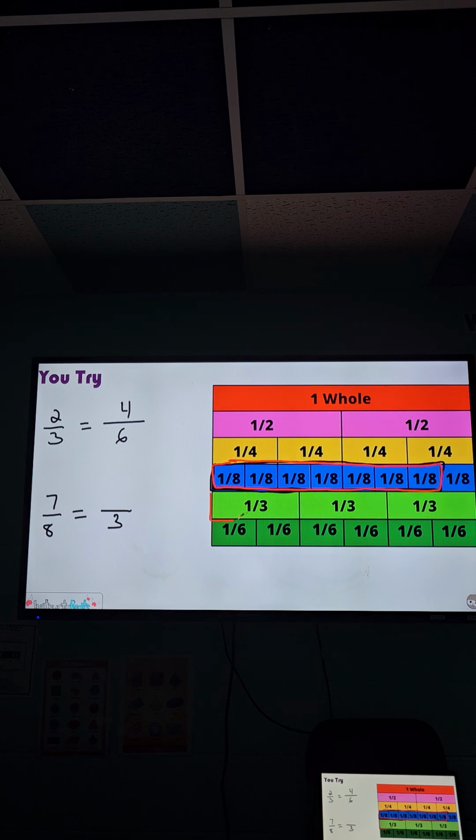And here's my 1/3. And if you look at it, I cannot build a fraction using thirds that is equivalent to 7/8. Because 2/3 would be right here. That would not be the same size. It wouldn't be equal on our balance. And if I kept going, my next 1/3 would make me equivalent to 1 whole, and that is not equal. So I cannot make a fraction using thirds that is equivalent to 7/8.